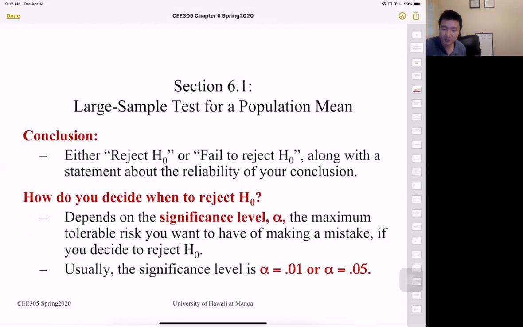Section 6.1 is large sample test for population mean. Okay, we need to draw a certain conclusion. There are two possible conclusions: one is reject H0, or we fail to reject H0. If we can reject H0, we should conclude H1 is true, which is the alternative hypothesis. We also need to state the reliability of our conclusion. That reliability is the p-value.